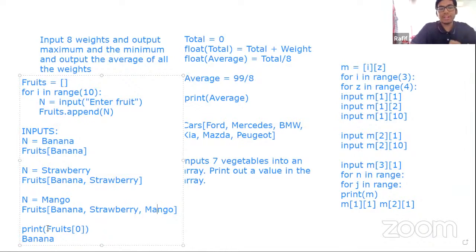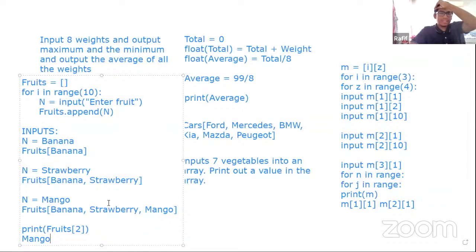So when you do print fruits, the name of the array, I want to print the 0 data item, okay? And what's the 0 data item? That's banana, so it's going to print banana. If we do print fruits 2, data item 2, that's not strawberry. Remember, it's not 1, 2, 3, it's 0, 1, 2. So 2 would be mango. So it's going to print out mango.